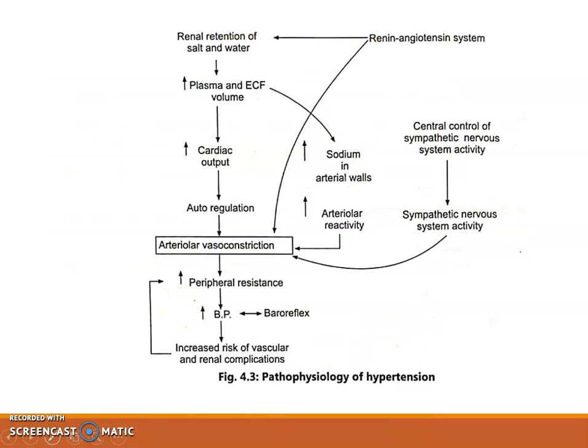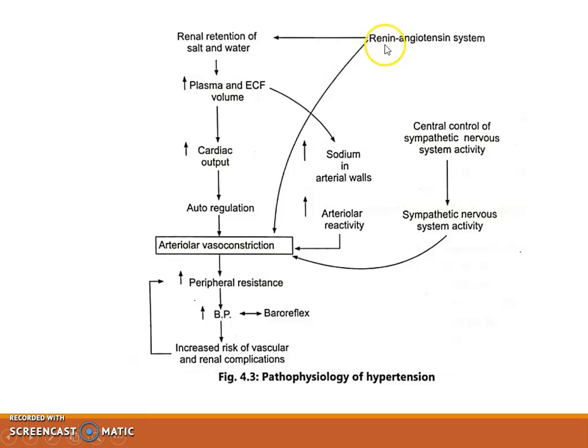The pathophysiology of hypertension. Renal: there is a retention of salt and water which increases plasma and ECF volume, which leads to increase in cardiac output. There is autoregulation, arterial vasoconstriction where increased peripheral resistance, increase in blood pressure due to baroreflex, and increase in the risk of vascular and renal complication.